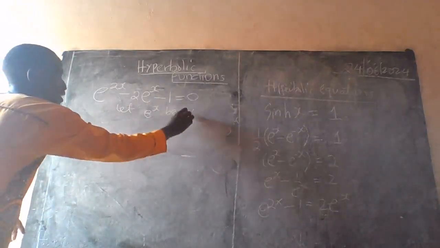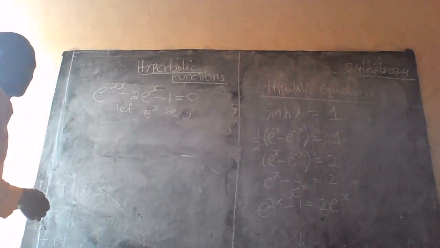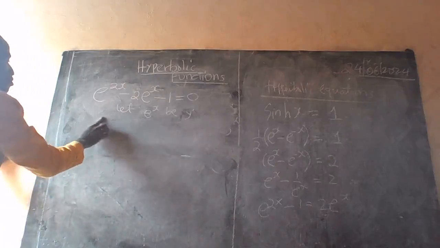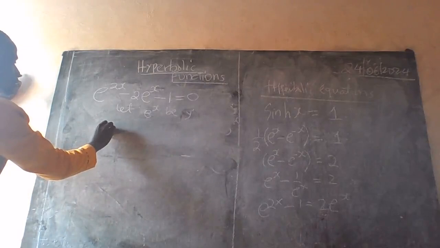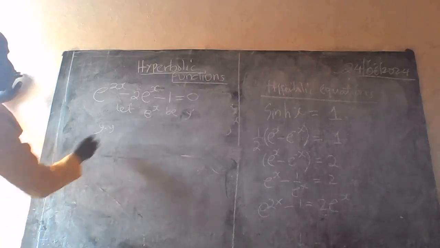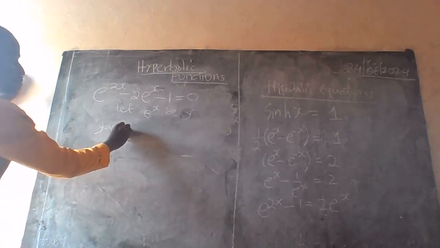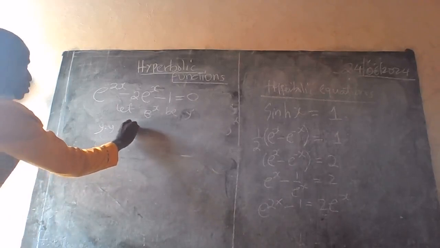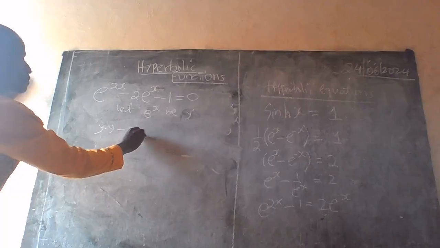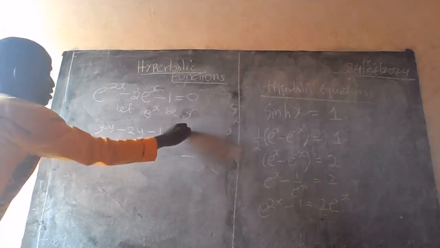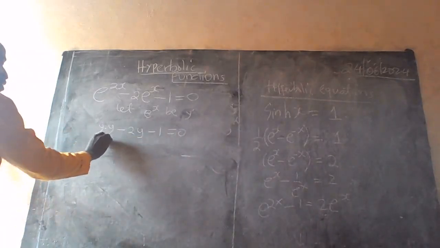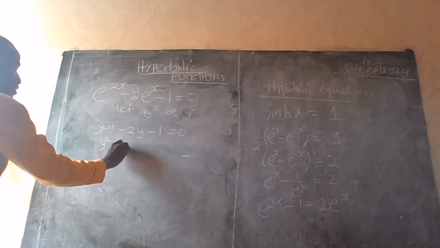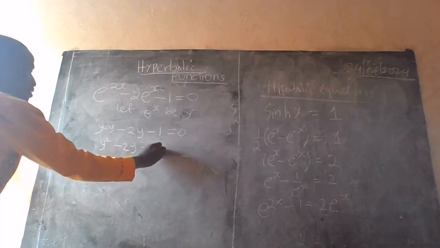Or you can say Y. No problem. So that's going to be Y multiplied by Y minus 2Y minus 1 equals 0. So Y multiplied by Y is simply Y squared minus 2Y minus 1 equal to 0.